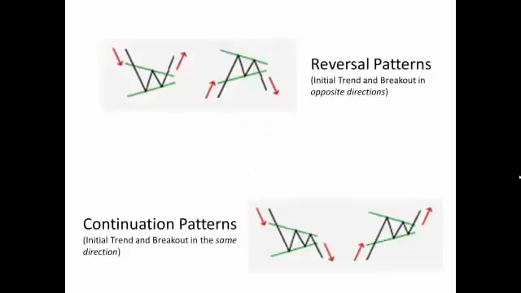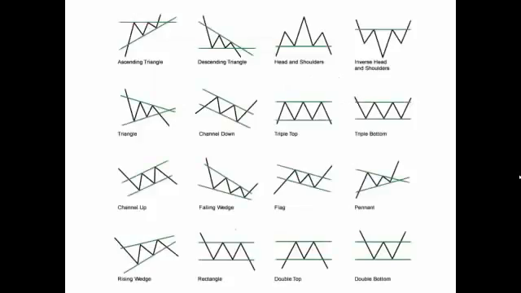So where reversal patterns have breakout and initial trend in opposite directions, continuation patterns are the ones that have their breakout in the same direction as the initial trend, like the channels and the triangles we've seen previously. Altogether, AutoChartist identifies the 16 most widely used pattern types.